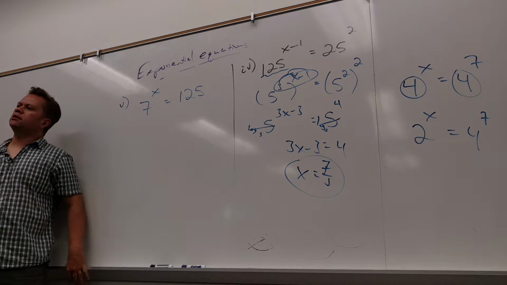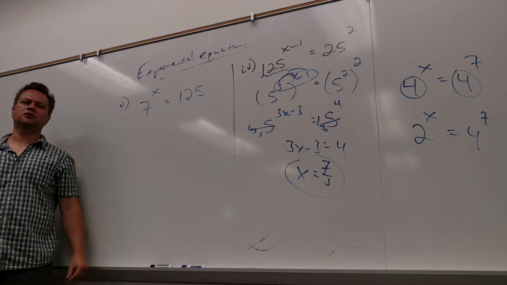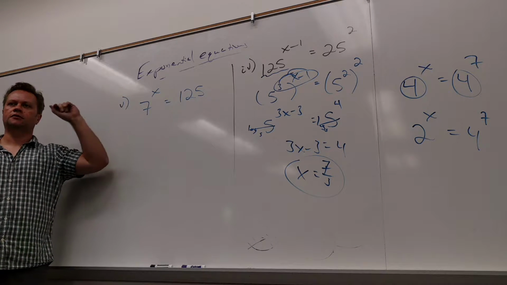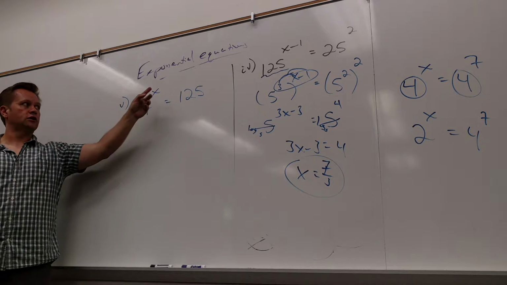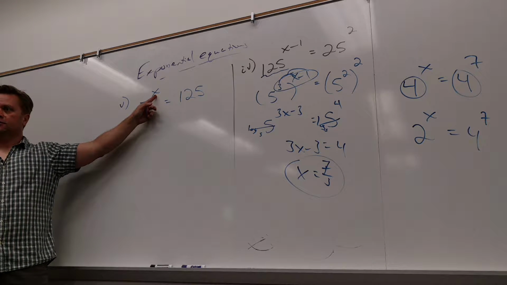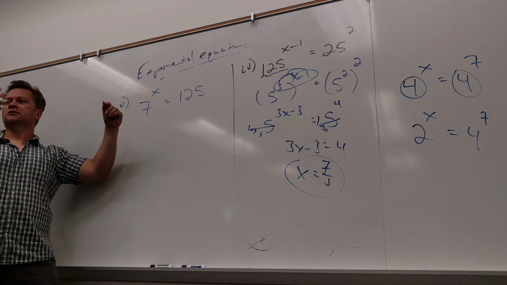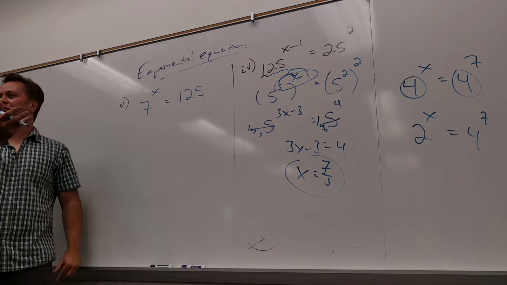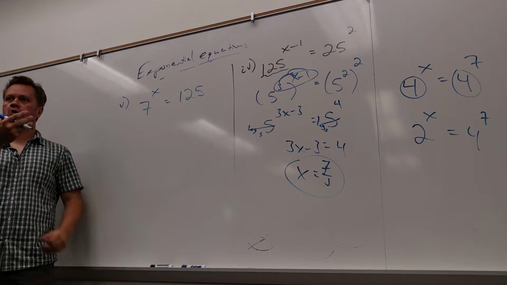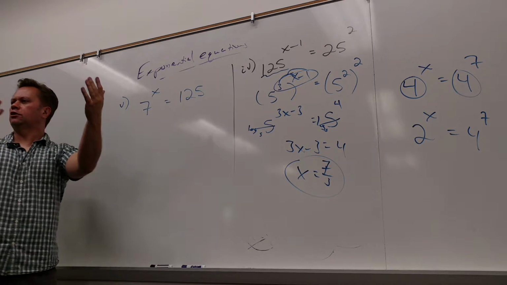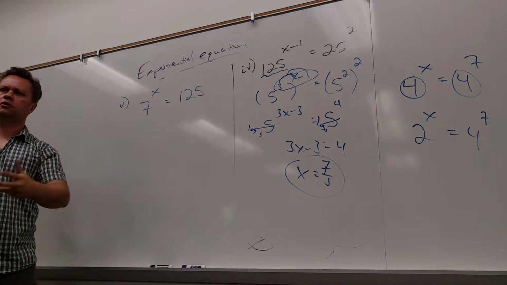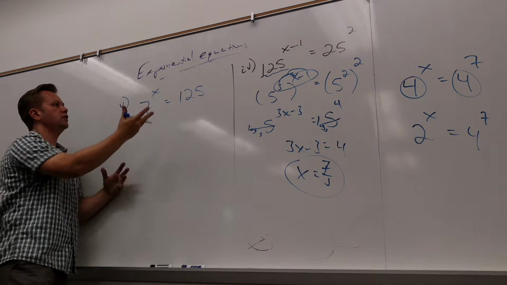Can somebody tell me what the number has to be between? What's the answer going to be between? 2 and 3. 7 squared is 49. 7 cubed is more than that: 343. So it's got to be between 2 and 3 to come out to 125. Do you have to know that to be able to do this problem? No. But you know.